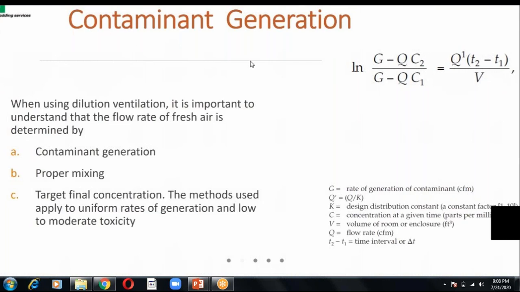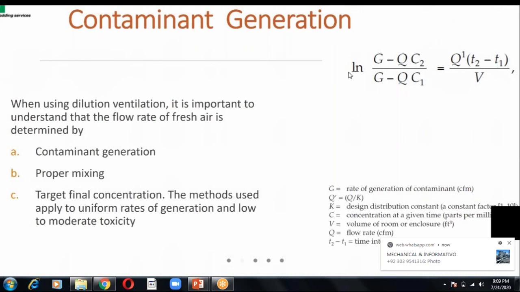When we know about the contaminant, then we should know at which rate the contaminant is being generated. Then we should know about mixing: whether there will be full mixing inside the room, or some decrease in mixing efficiency, and what target final concentration we want. We should know initial concentration, contaminant generation rate, mixing rate, and final concentration. Then we can apply this formula: ln[(G − QC2)/(G − QC1)] = (Q'/V)(t2 − t1).